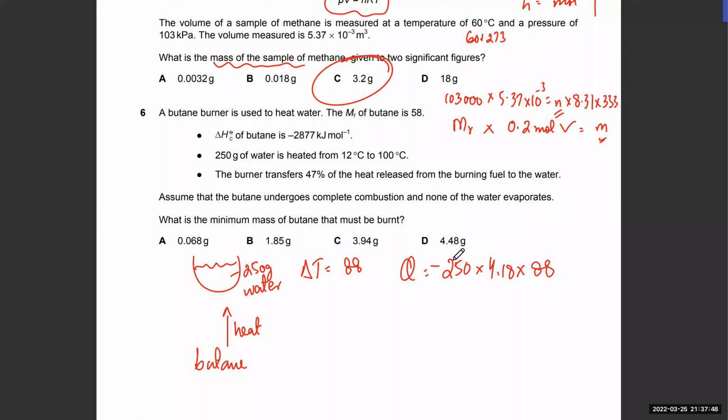This would be 250 into 4.18 into 88, right? So that I think is minus 91. Did anyone do this? It's 250, 4.18. I think that's 91960.